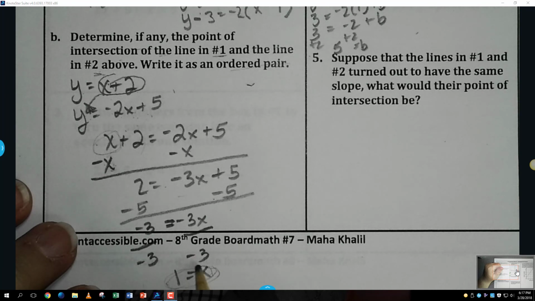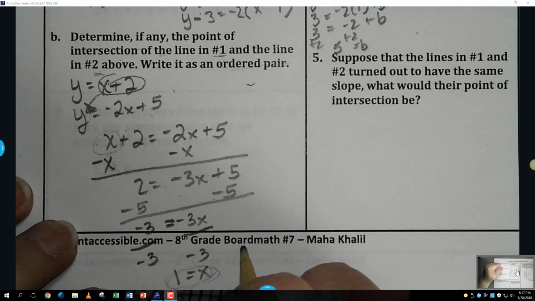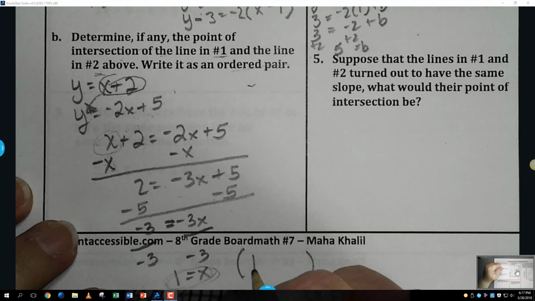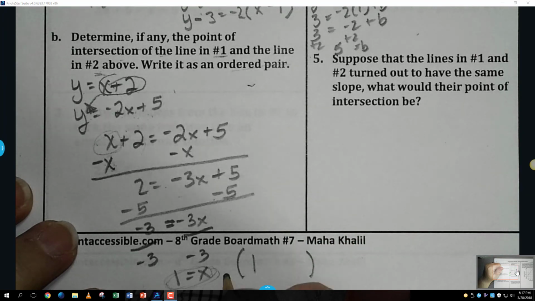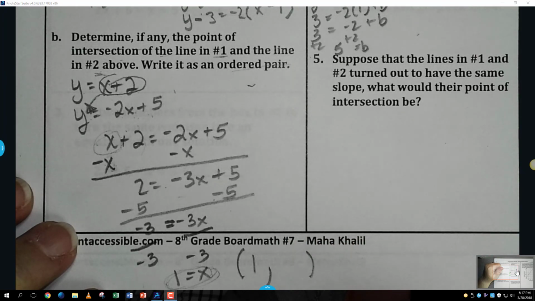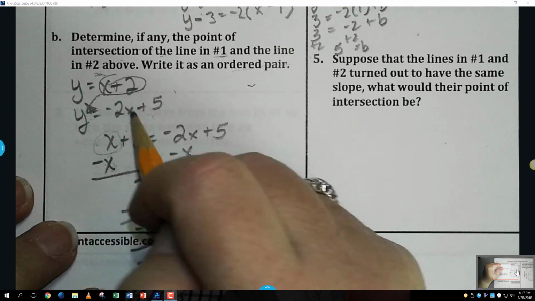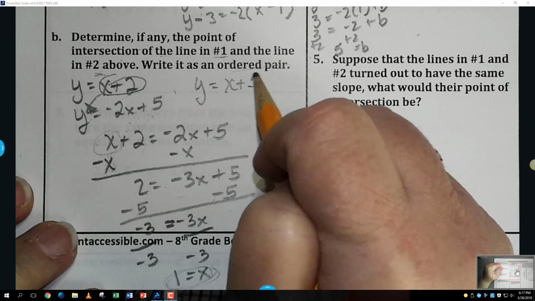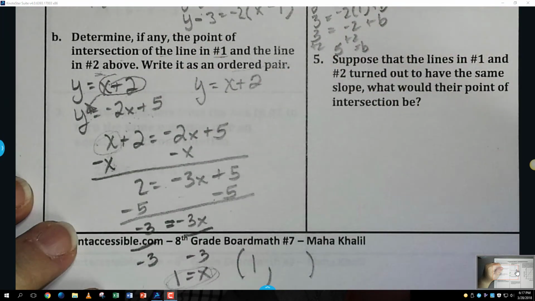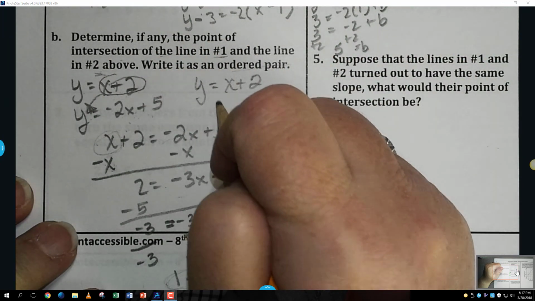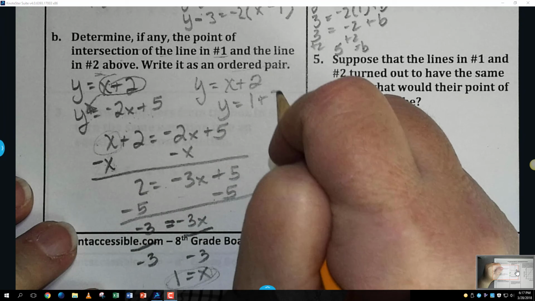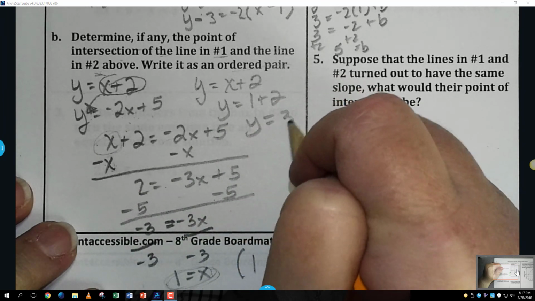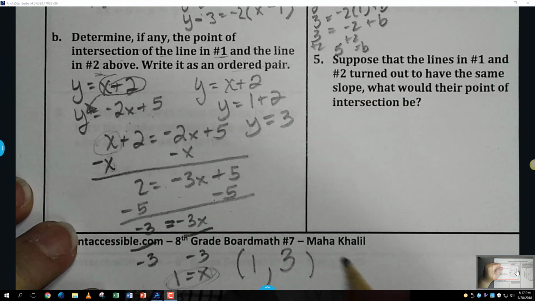When we have a system of equations, we need to know the point where they cross. I just figured out x, but now I need to figure out y. Using either one of these, I'll use the top one, substitute in that value that you got for x, which is 1. So the point they cross is at 1, 3.